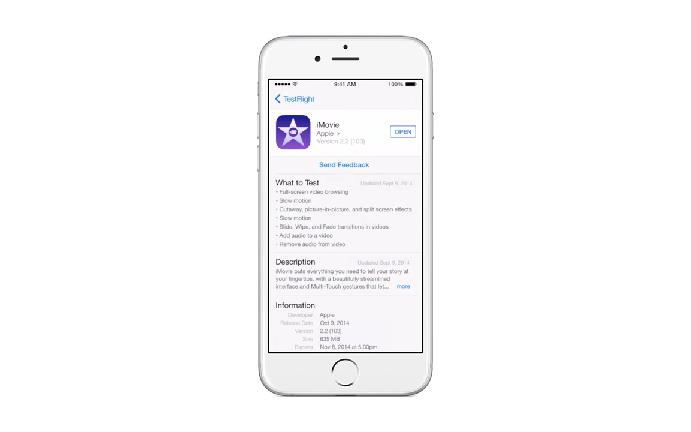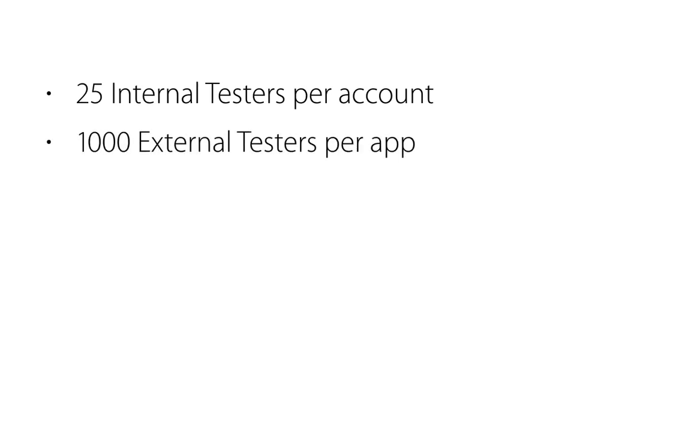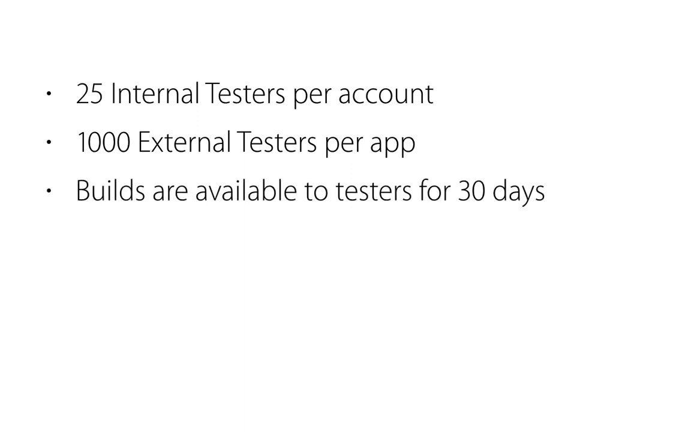Here are a few things to remember. You can have up to 25 internal testers per account and up to 1,000 external testers per app. Builds can be tested for up to 30 days, and that countdown begins when the initial invites are sent, not when the user begins testing.